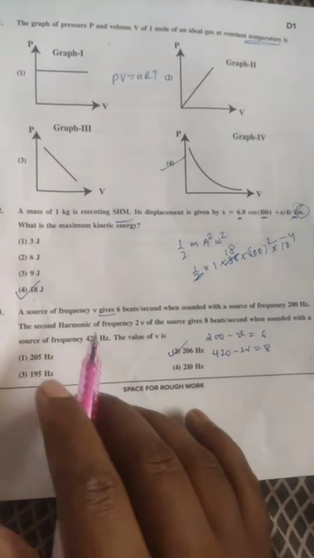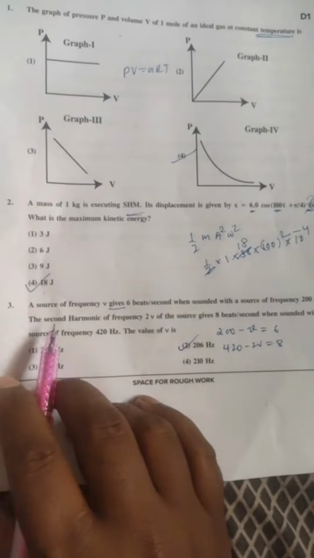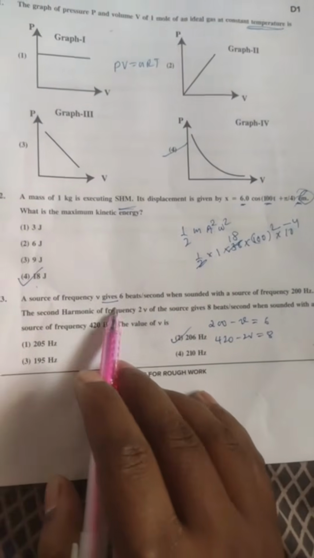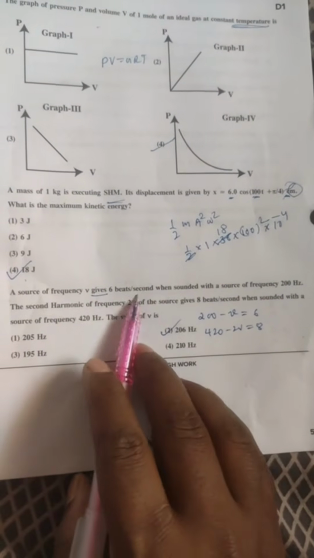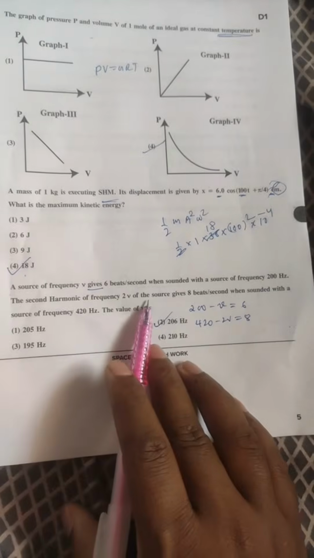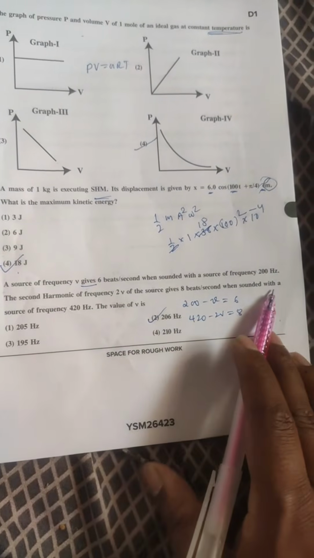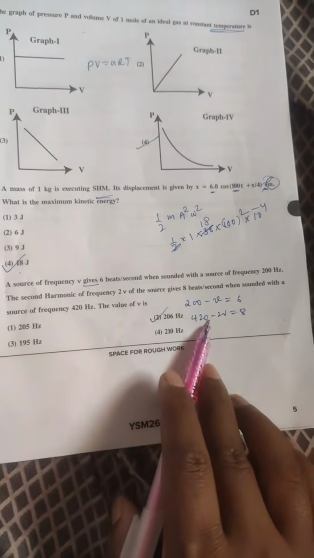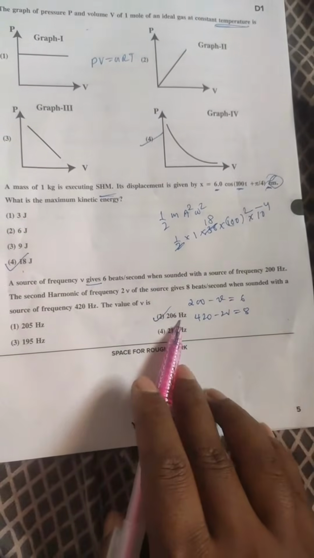Then coming to the third question. There is a frequency source of frequency V that gives 6 beats per second when sounded with a source of frequency 200 hertz, and the second harmonic frequency 2V of the source gives 8 beats per second when sounded. You can use these two equations to get V. It will come that 200 hertz. We need to get the common frequency. So 260 hertz is the correct answer.